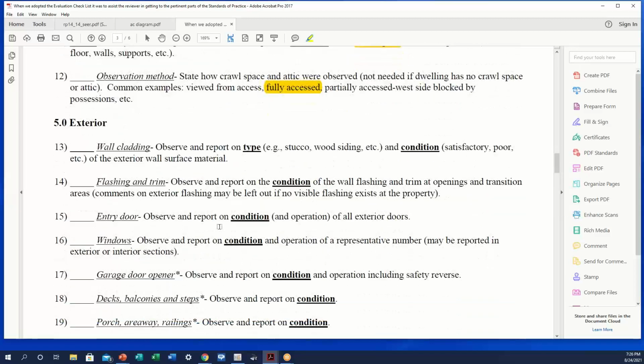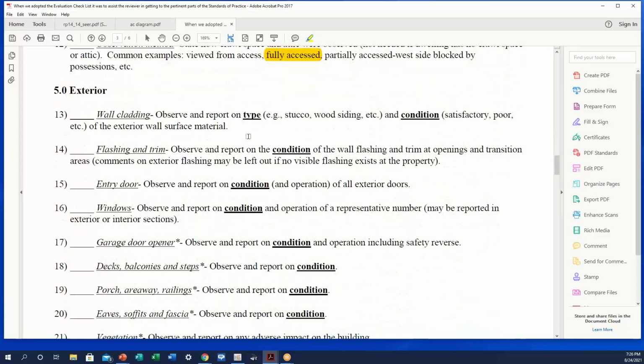Okay, let's go to exterior. Wall cladding. Some of these words you'll say, I don't talk that way. Wall cladding needs to be on your report. Wall cladding is stucco, everybody. Okay, observe and report on the type. Stucco, wood siding. Now, what type of stucco do we see? Are there a couple different types?